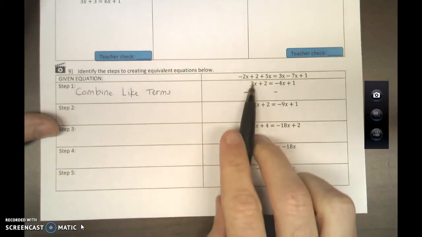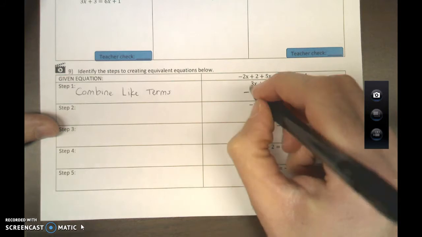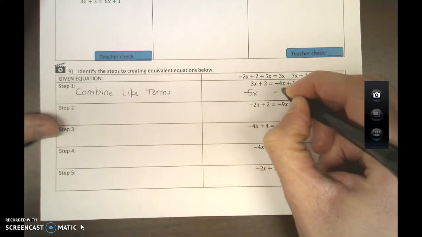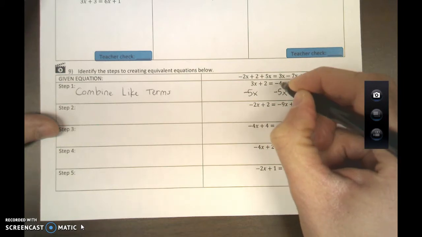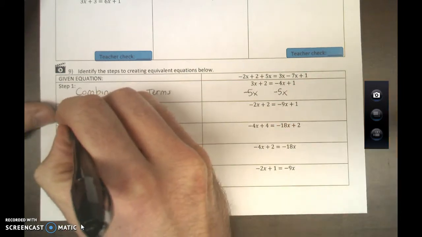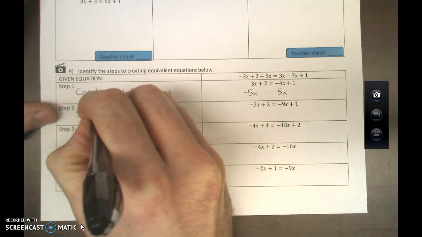So to get from 3 to negative 2, I have to make it more negative. So it's going to be minusing, I think, 5x. And that makes sense on this side as well, because minus 4x minus 5x is negative 9x. So here we're subtracting 5x on both sides.